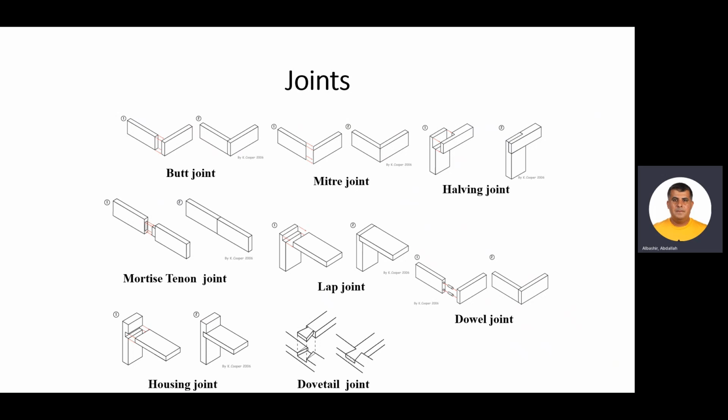Like in welding, we need to know the different joints that are done to join wooden parts. And we need to differentiate between them. We have the butt joint, the miter joint, the halving joint, the mortise and tenon joint, the lap joint, the dowel joint, the housing joint, the dovetail joint.